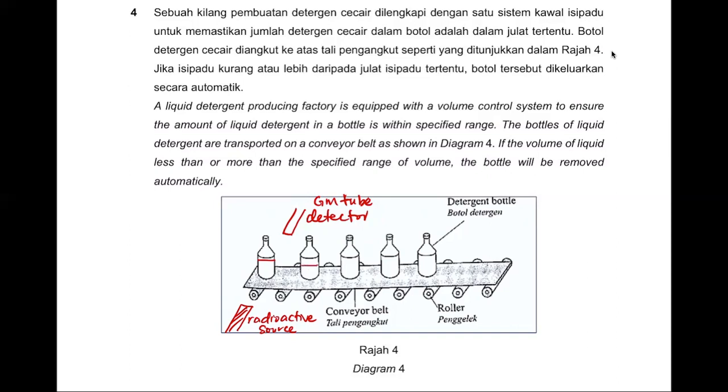If like this one, it is less, then it will be eliminated. It will be taken out and the detector will beep. It will make a sound. If the volume is exactly within the specified range of volume, then it will go through the conveyor belt until the end. Sometimes maybe it is more, less, or just right. So that is the function of the radioactive source and the GM tube detector.